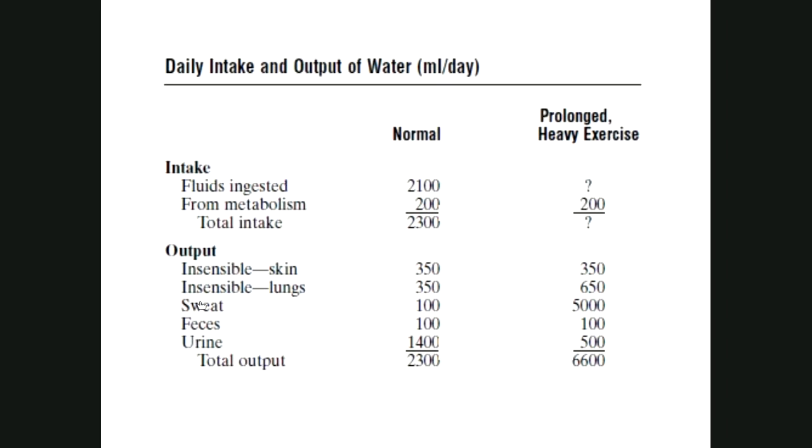Then there is loss through sweating, and this is modifiable, such as in heavy exercise. As you can see, the 100 ml loss will become 5 liter. So when you are running or in a very hot environment, a lot of fluid will be lost through sweating. A certain amount is lost in feces, and then usually what is left is going to be lost in urine. So for example, in a hot environment or prolonged exercise, if we are losing a lot in sweating, then the urine volume will become much lower.